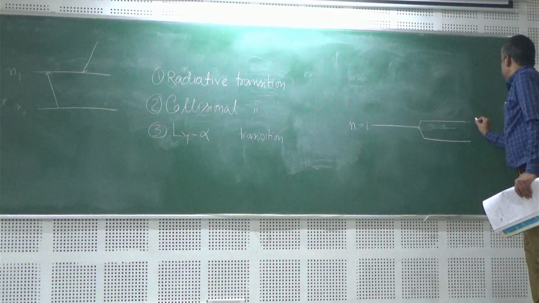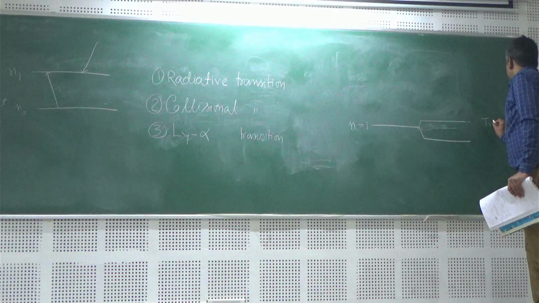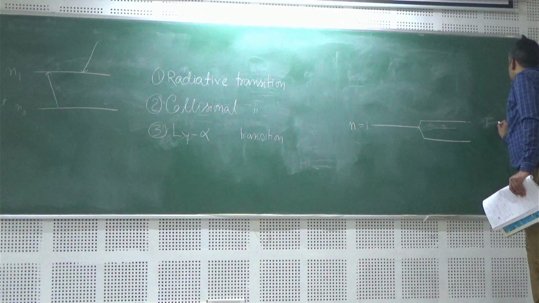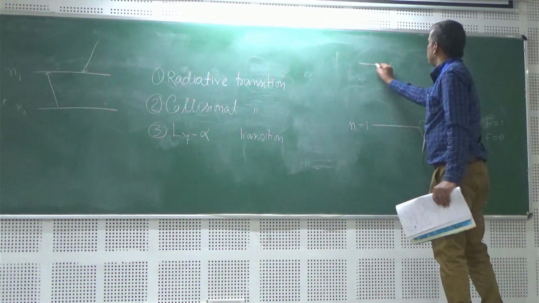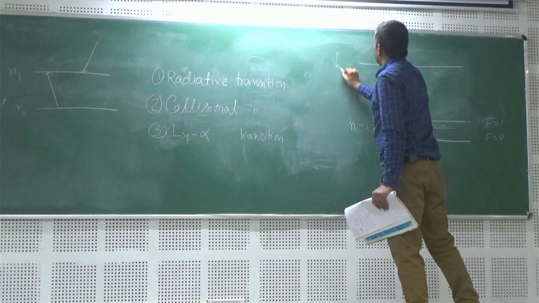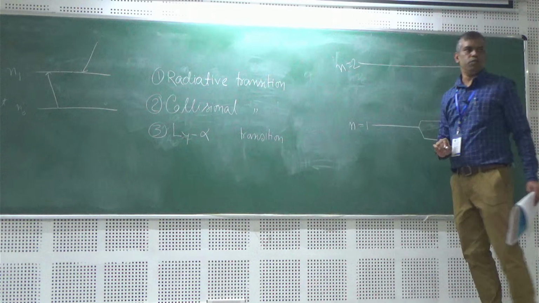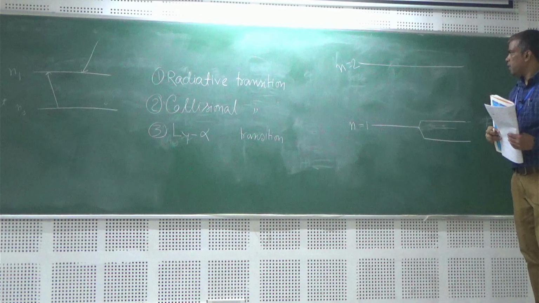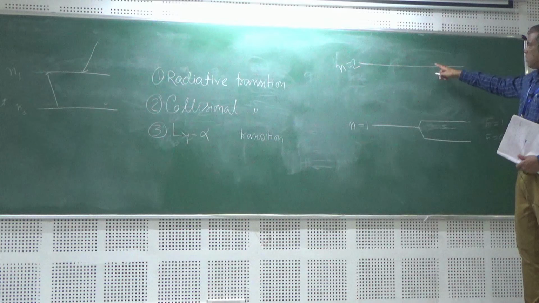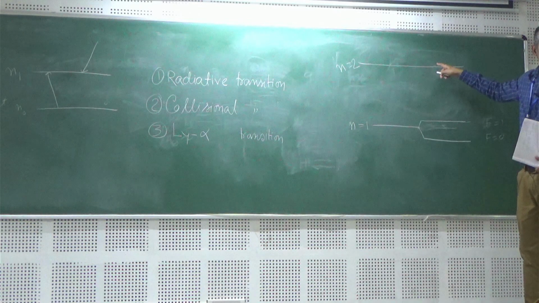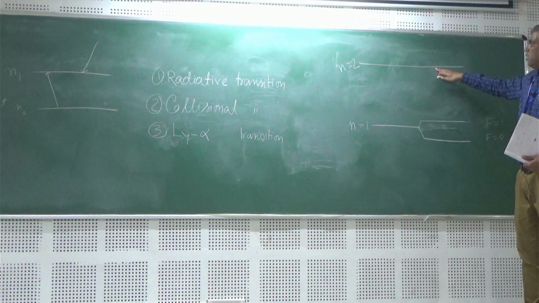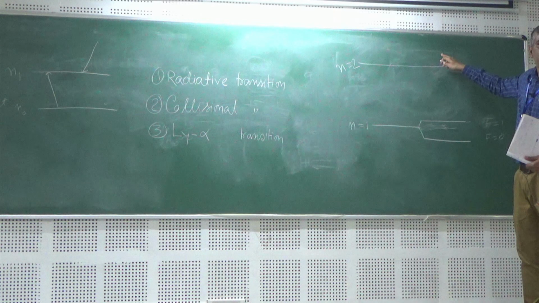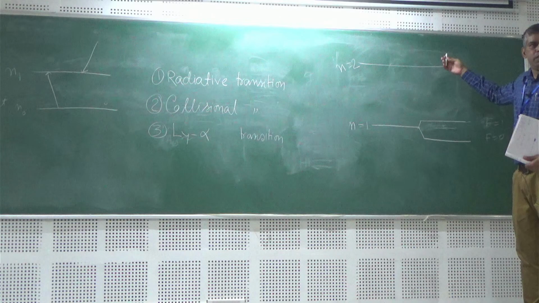This is the triplet state, f equal to 1, and this is f equal to 0. And you have this n equal to 2 state. Now there is also some fine structure of this level as well, but I'm not going into the details. So you have this 2s, 2p, and then it will be further split.